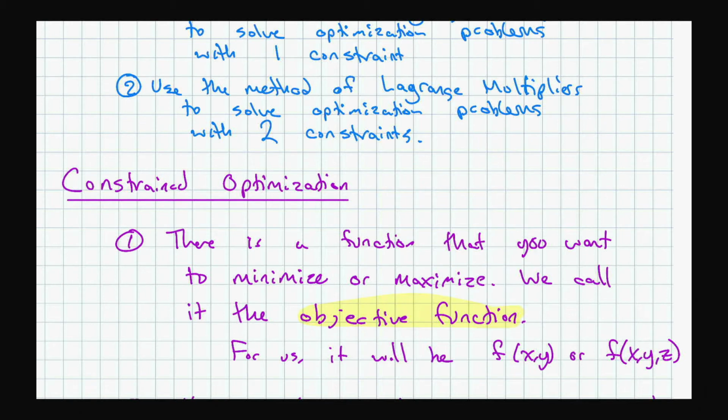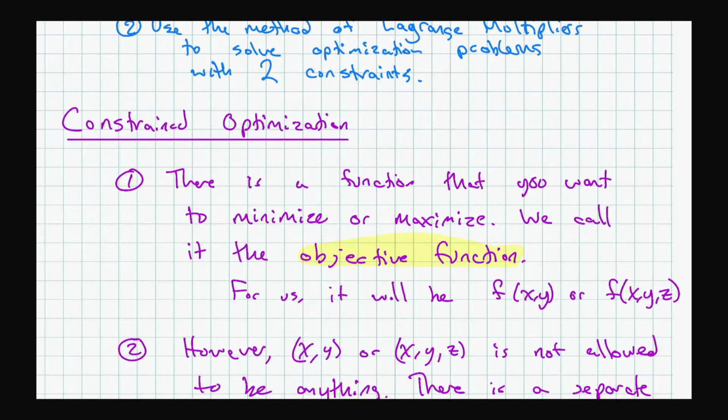So here's the idea, constrained optimization. So there is a function that you want to minimize or maximize. Of course there is, right? We're finding minimums and maximums. But the function that you want to minimize or maximize, you call it a specific name. We call that the objective function, right? When we're dealing with multiple equations, we need to be able to keep track of what is what. The one that you're trying to minimize or maximize, that's the objective function, okay?